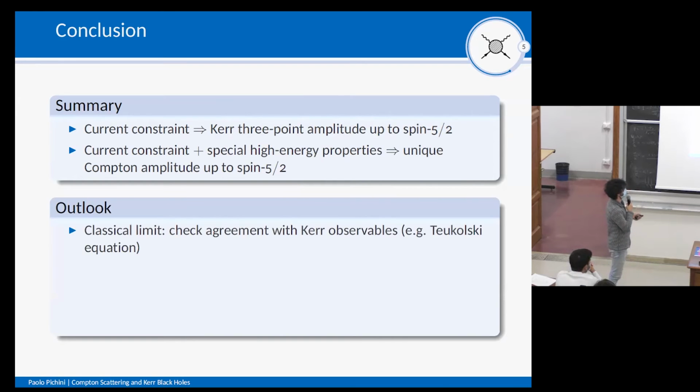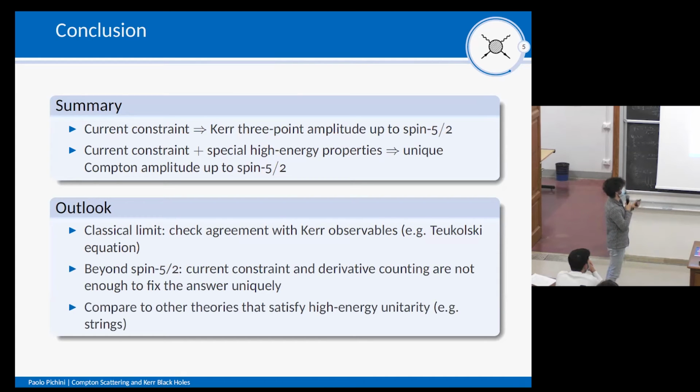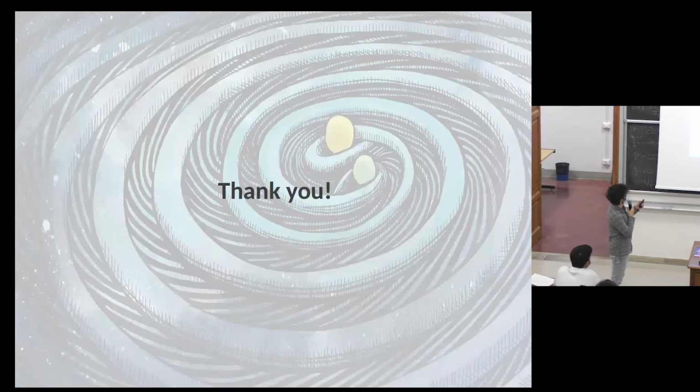The obvious directions: one of them is an explicit check against Kerr observables via, for instance, black hole perturbation theory. There is also a question of what happens beyond spin 5/2. We need to take spin to infinity, but higher spin theory is hard. So hopefully there is more that we can understand beyond this constraint that would give us a complete understanding of what Kerr means from an amplitude viewpoint. Finally, it might be interesting to compare to other known theories of higher spin, like string theory, the obvious example, and maybe we can learn something from that. So thank you very much, and I'll take any questions.